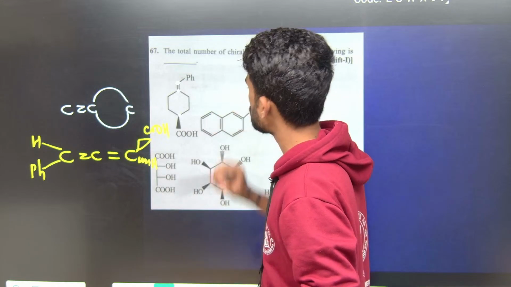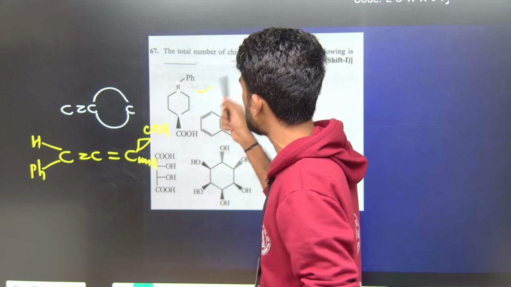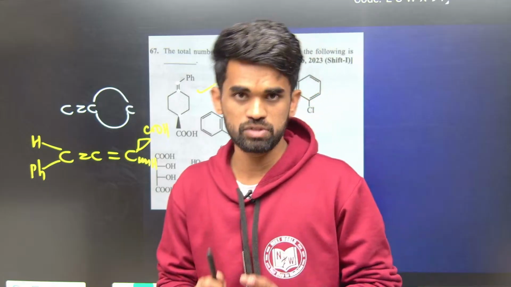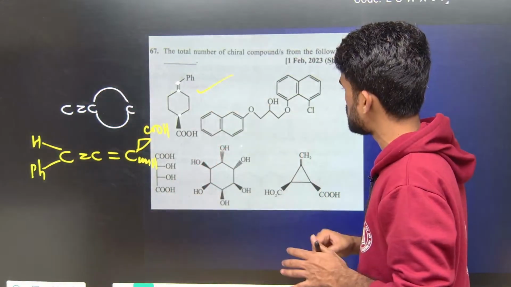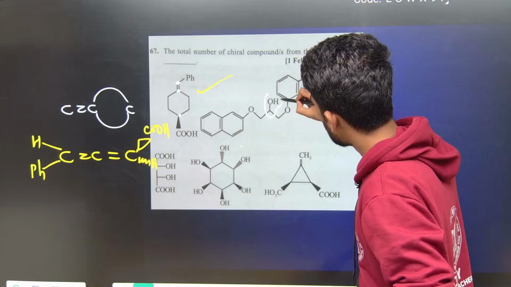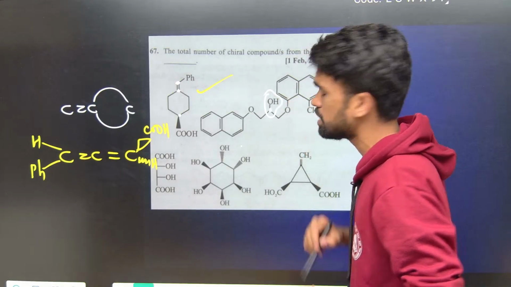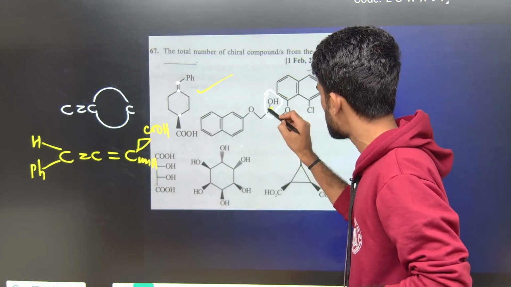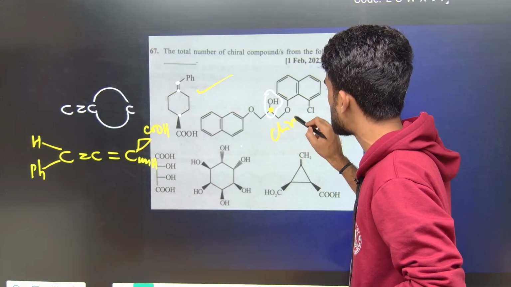So the first compound is optically active, it does not contain any plane of symmetry or center of symmetry. For the other compound, you have a carbon having four different groups, therefore I can say this particular carbon is a chiral carbon, so this is optically active.